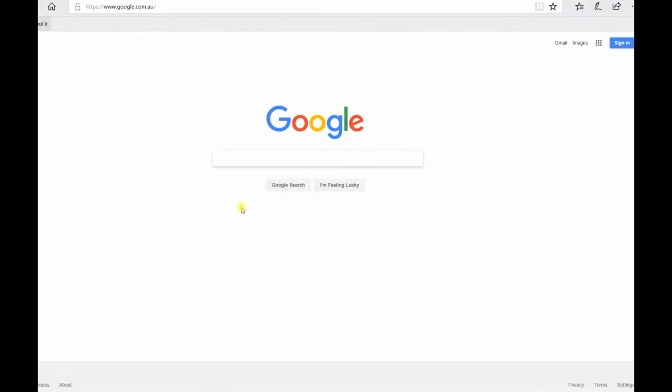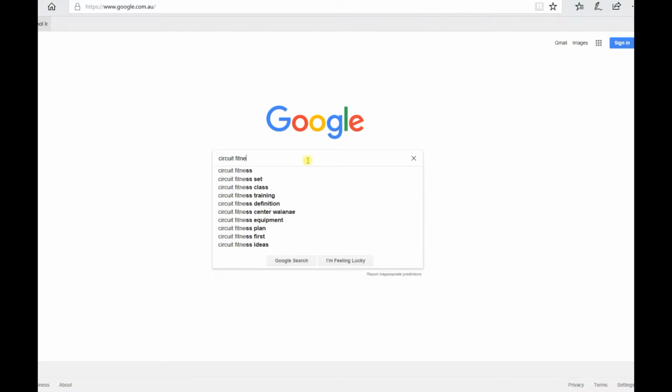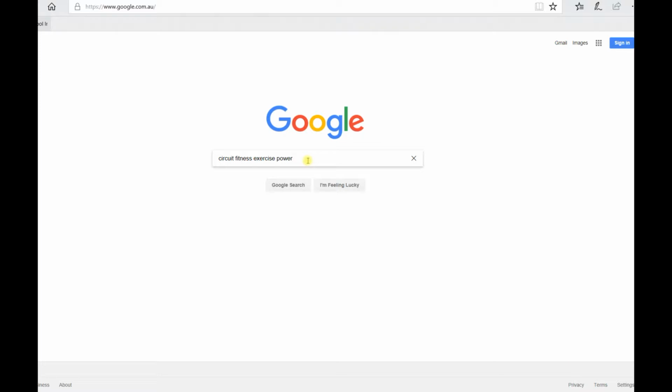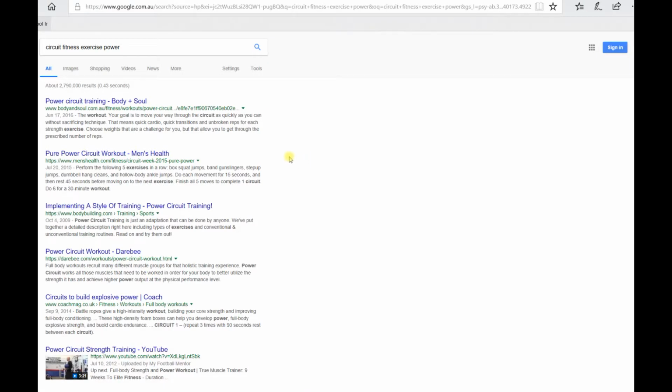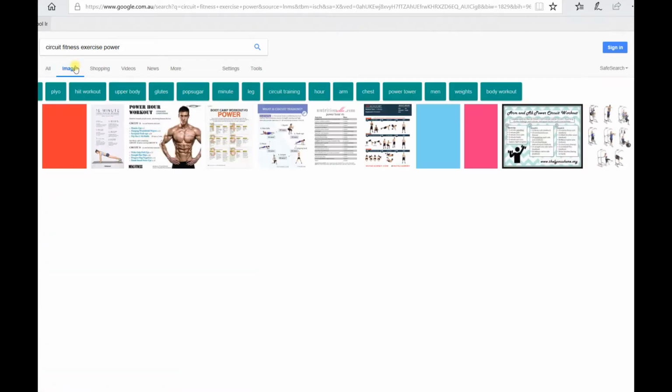I'm going to be researching exercises that relate to power. So heading on to Google, we need to be as specific as possible. We are looking at our circuit fitness exercises, so we'll type in circuit fitness exercises and power. As specific as possible is best. I find that images really help because I'm a visual learner.